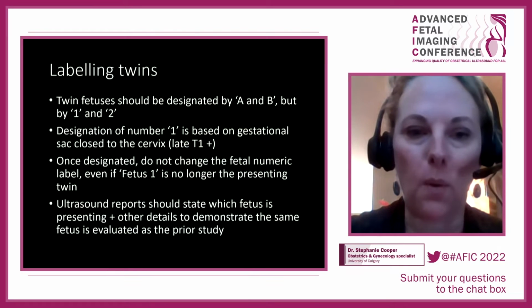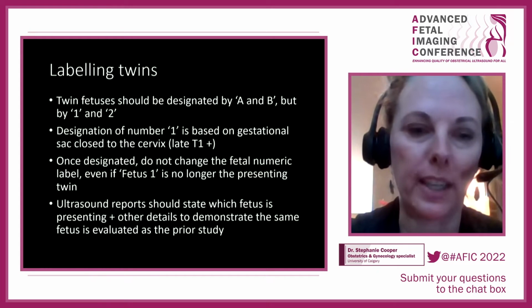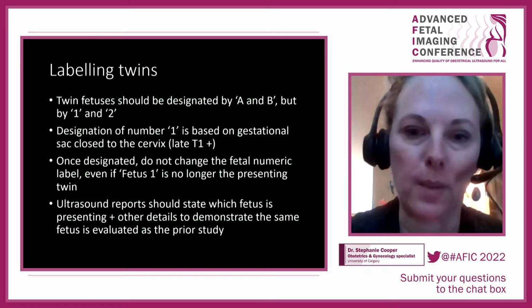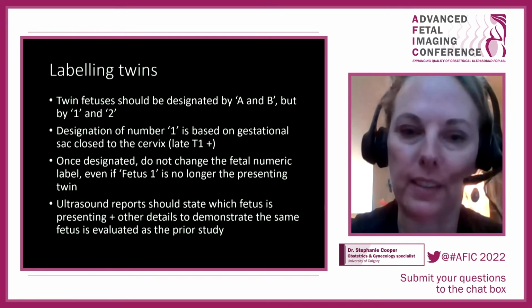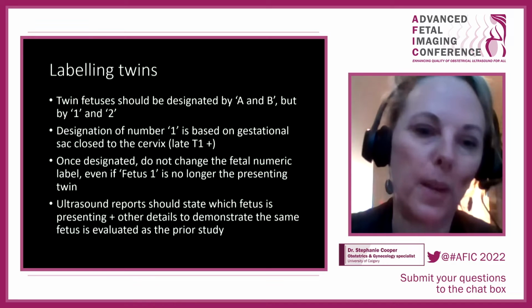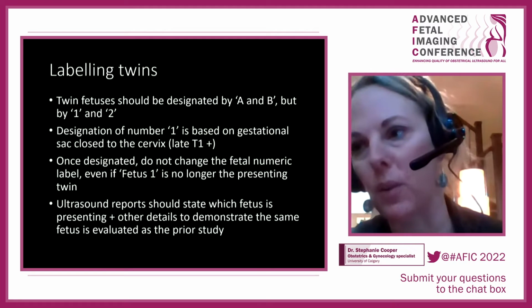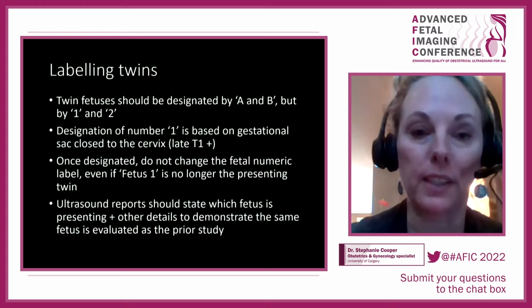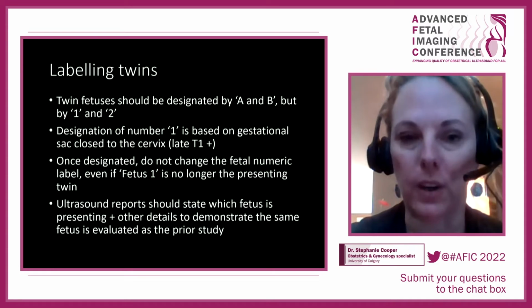Okay, even though I know we probably all use A and B based on ISUOG, we really should be labeling the fetuses 1 and 2. The designation of number 1 is based on the gestational sac which is closest to the cervix, which should be able to be determined by the late first trimester. And once we have designated the fetus number 1 or number 2, you can't change it. So even if number 1 is no longer the first fetus, that fetus is still number 1, and that has to be clearly put on the ultrasound report.